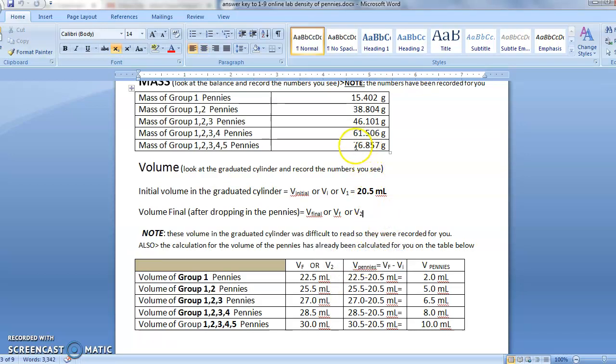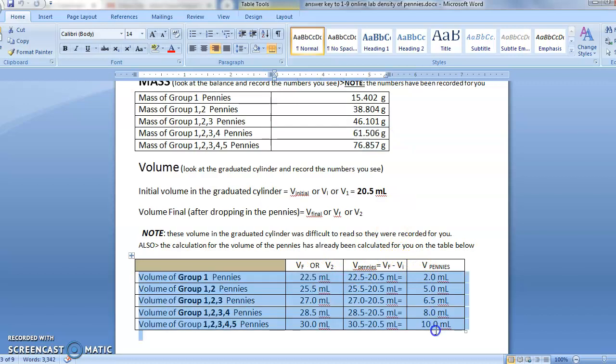So we just continue on with those different groups. Here are the masses of the groups, and here is the volume change, the volume of the pennies. So for instance, the final pairing had 5 groups on there. He added a 5th group. The total mass was 76.857. I thought the volume got pretty close to 30. It started at 20.5. Oh, I'm sorry, 30.5.